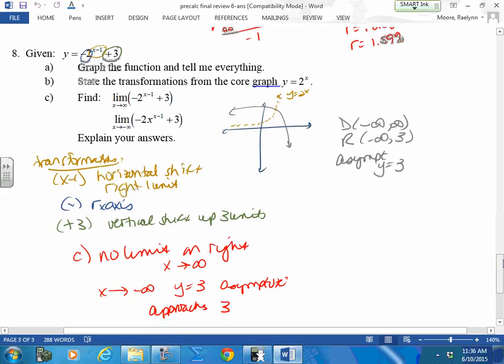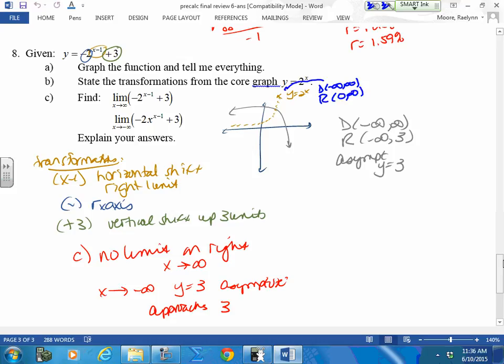This is a nice one because it also ties in your limits. It's a transformation graph. You start with your core graph, which is any exponential, 2 to the x. 2 to the x has a domain where it can use any x value it wants to. It just can't touch the x-axis at all. It can't use a y of 0 or any negatives. So we start out with your basic domain and your basic range for the parent graph.